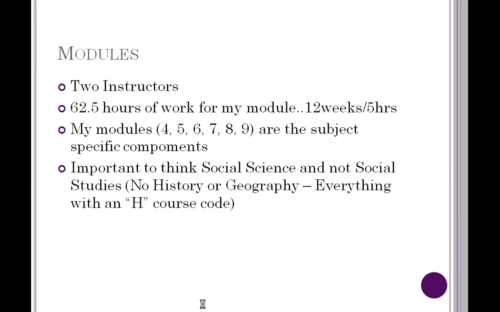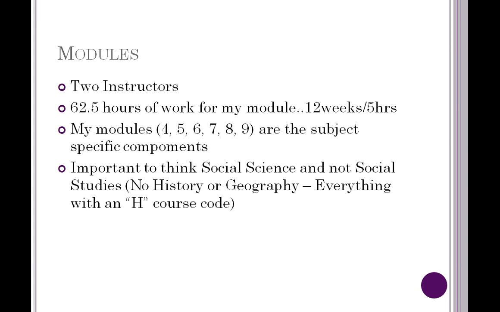So it's important to first note that there are two instructors, and I'm just the instructor for modules 4 through 9. You have another instructor who's going to do 1, 2, 3 and really the core component. My modules 4 through 9 are supposed to be 62.5 hours worth of work, which breaks down to about 5 hours per week over the 12 weeks, just to give you an idea of how much time you should devote to the course.